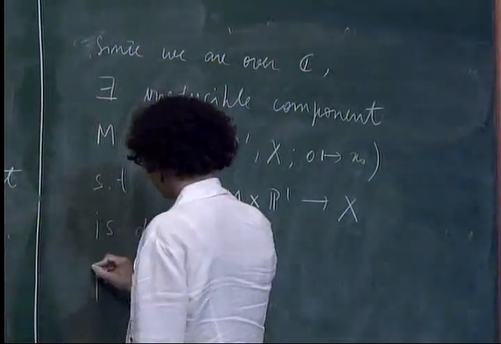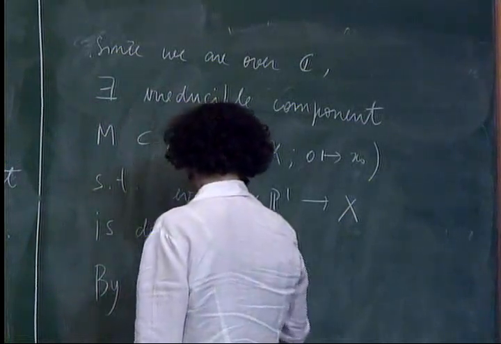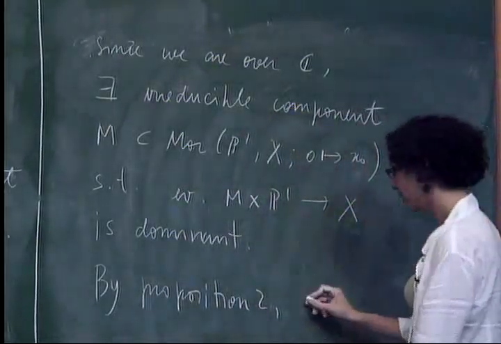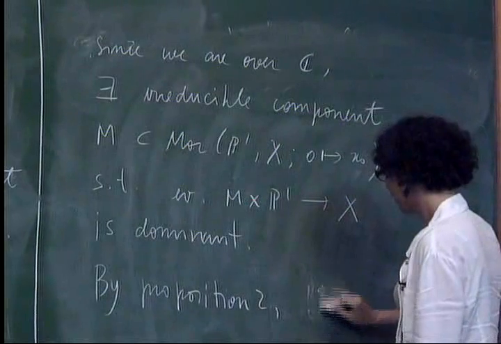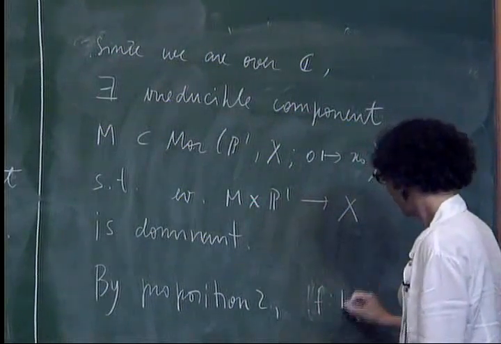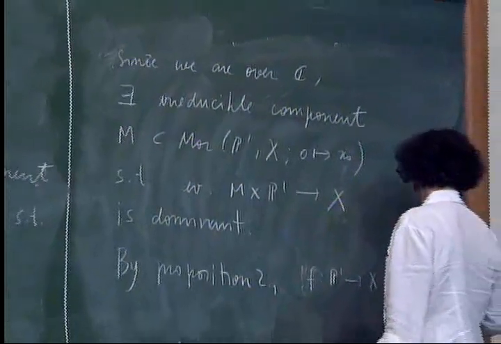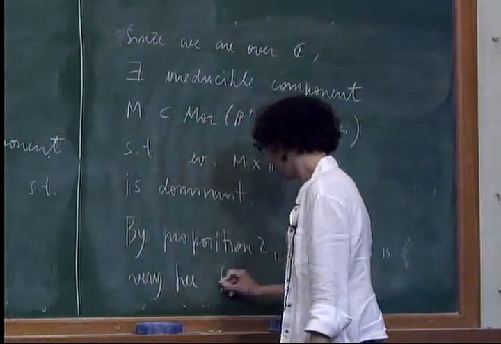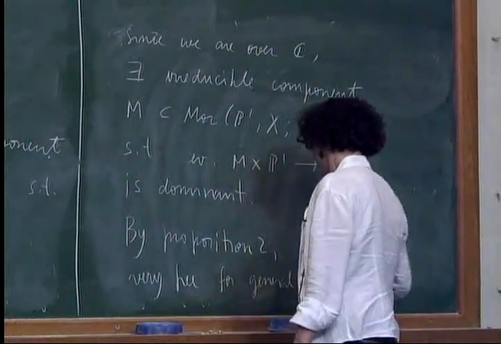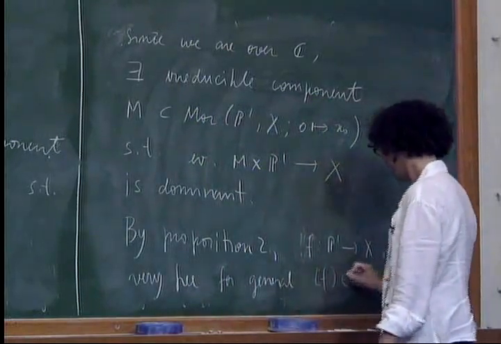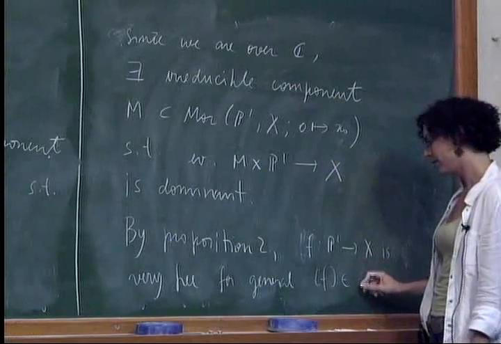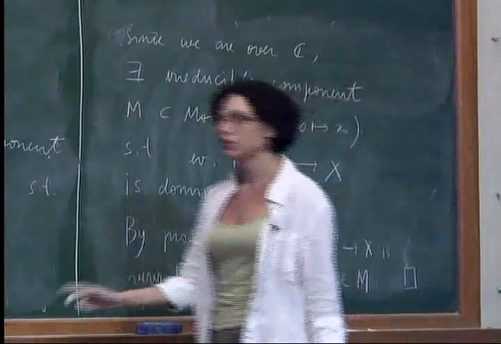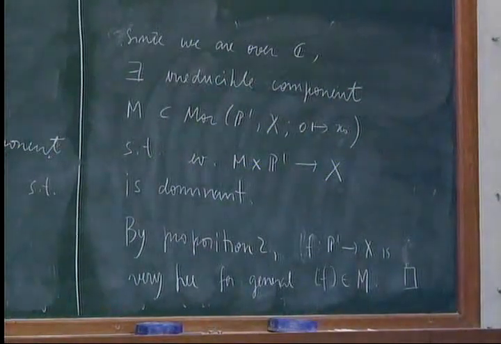But then, by proposition 2, we conclude that for general f from P1 to X is free, is very free, for general f in M. So this concludes the proof of the equivalence of the definition.